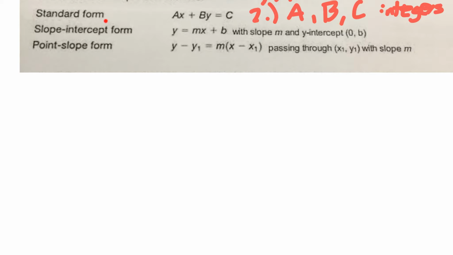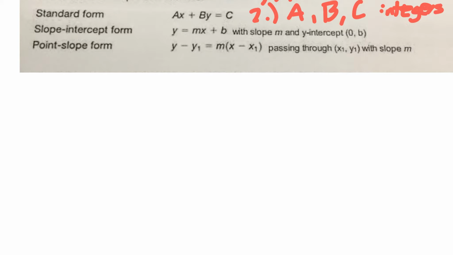This is probably the least helpful form when it comes to graphing. Not a lot can be done there. But if I am given something in standard form and I'm told to graph it, I would most likely graph by finding intercepts, x-intercept and y-intercept. That's the easiest way to graph when it's in that form.